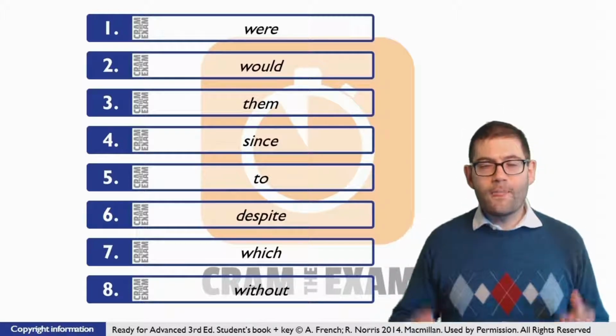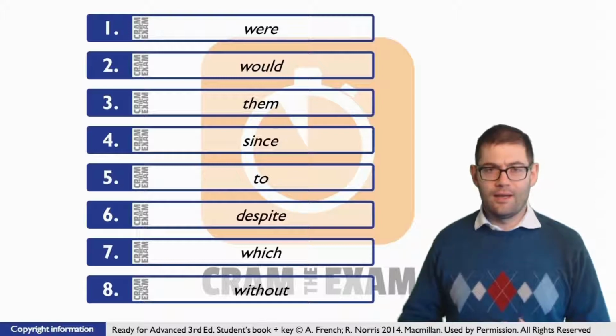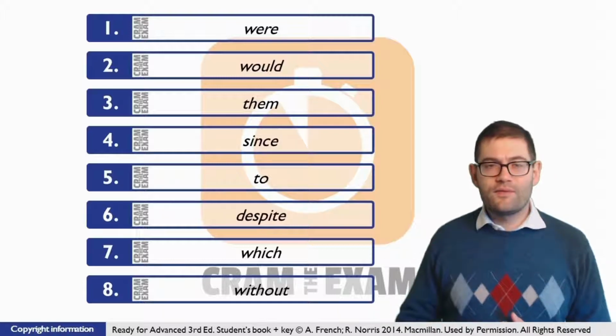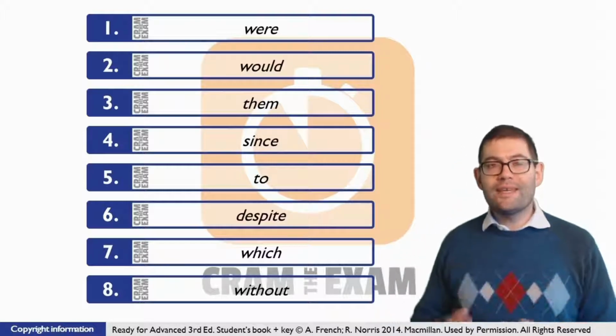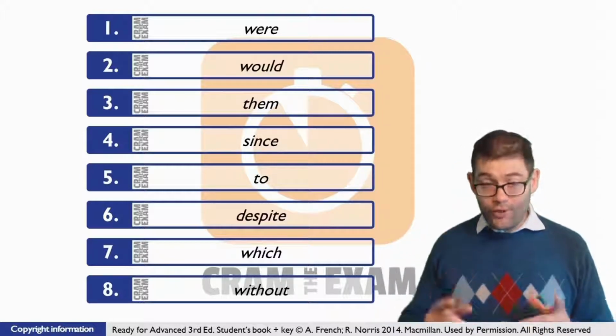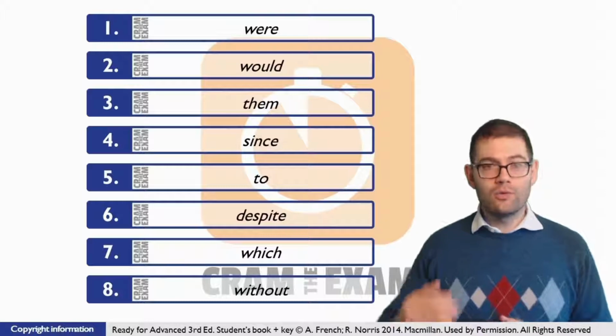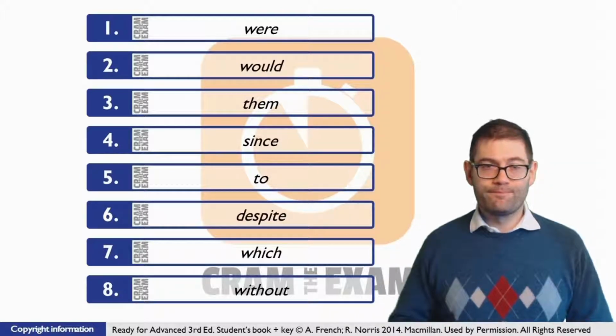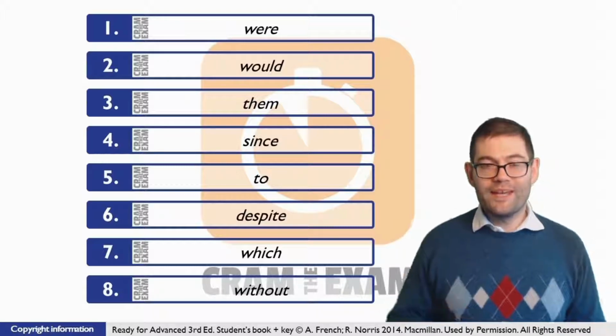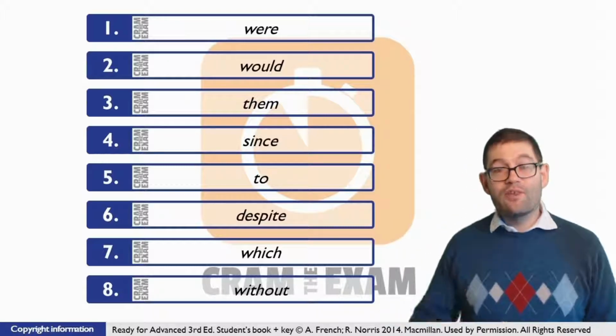For question number 3, ask yourself, who has died? Well, if we ask ourselves that question, then we know that we're referring to the grandparents. So what we need here is a substitutive form, the correct substitutive form, to refer to grandparents. What's the answer? Them.